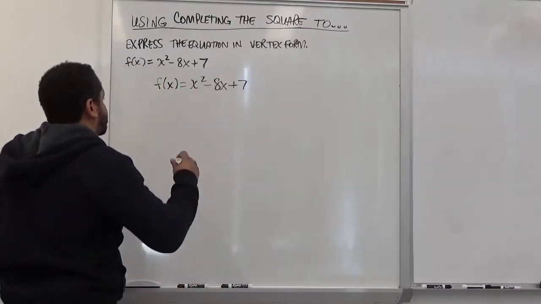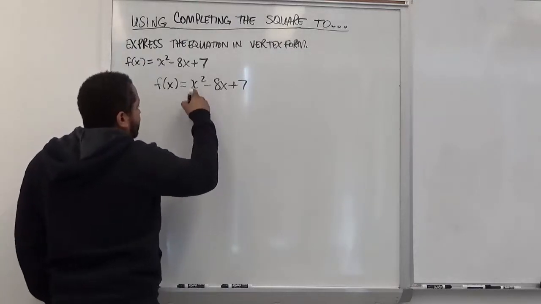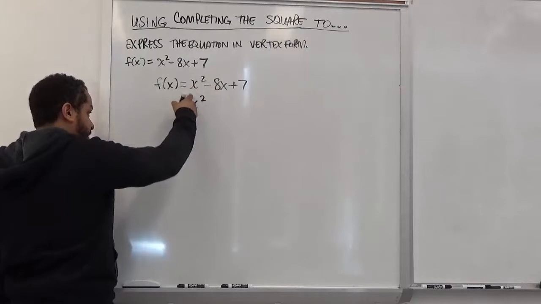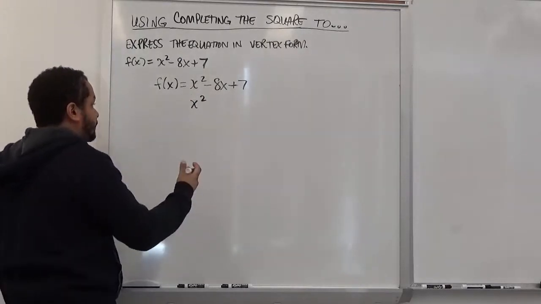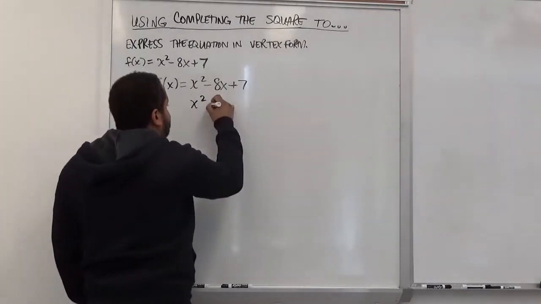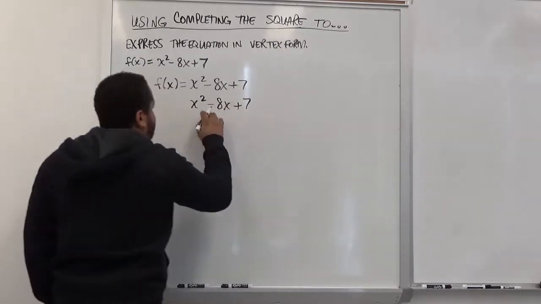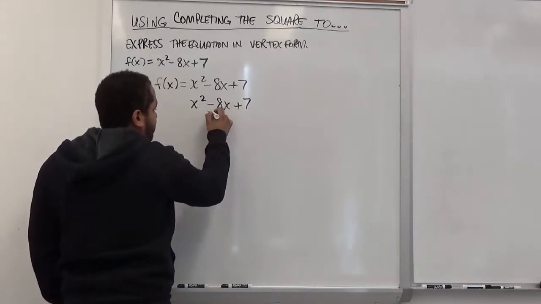All right? So let's get started with what our steps will be. In this case, again, we're looking at the leading coefficient of the x squared term. We see that the coefficient is 1, so we have nothing to worry about. We can just continue as usual. And in this case, we see that the middle term is this negative 8.